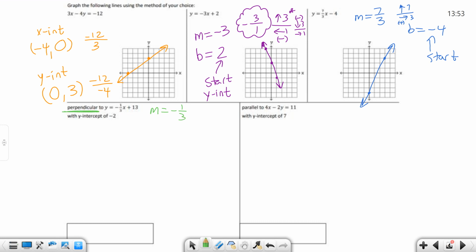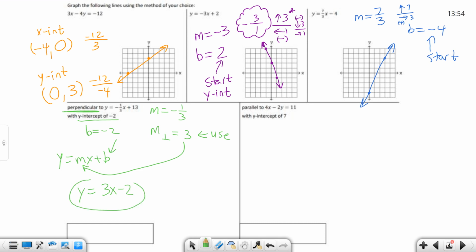But wait a minute. Again, perpendicular, which means I want the perpendicular slope. That's all that this symbol does, right? Those are the same, instead of writing the whole word out. So the perpendicular slope, remember you flip it, 3/1, and you take the negative and make it positive. So it's +3, and that is the slope we use. Then the y-intercept of -2 says b is -2. All right? So y equals mx plus b. This goes in here. That goes there. So y equals 3x, and then plus a -2 is -2, right? y equals 3x minus 2.